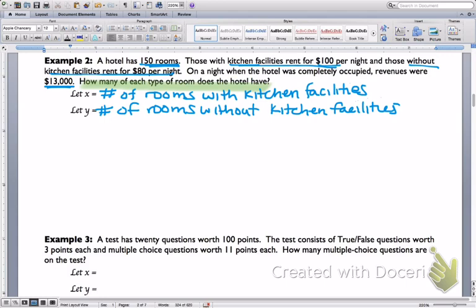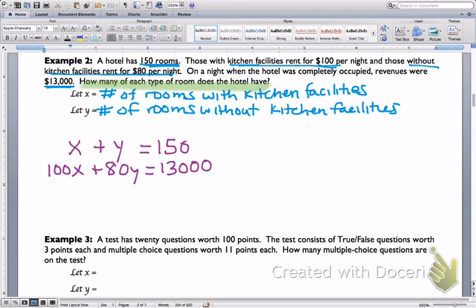So our first equation is going to be with the rooms. So I know that there's a total of 150 rooms if I add the 2 types of rooms. So I know that the kitchen rooms, X, plus the non-kitchen rooms, Y, added together, we have a total of 150 rooms. Also that $100 for the kitchen rooms, plus $80 for the non-kitchen rooms, we made a total of $13,000 on a specific night.